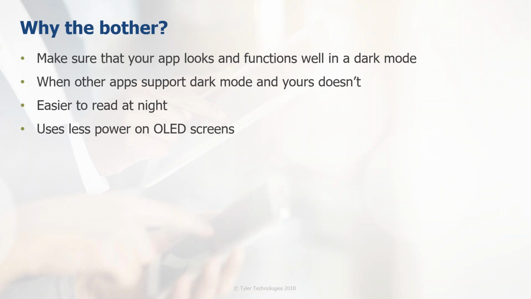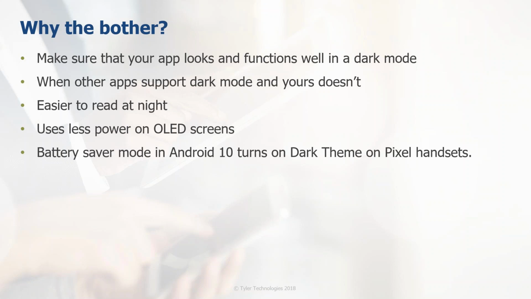And it does use less power on an OLED screen. If you have like a higher end iPhone, if you have a Samsung phone and it's got an OLED screen, it takes considerably less power to do a dark screen than it does a light screen because it's not backlit. It's just the pixels themselves lighting up. If you have a Pixel phone and you're running Android 10, when you go into battery saver mode, it turns on dark theme automatically for the power savings.